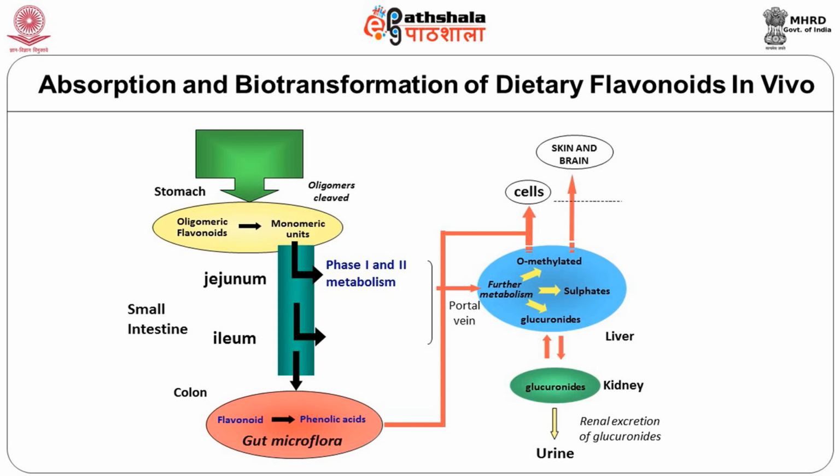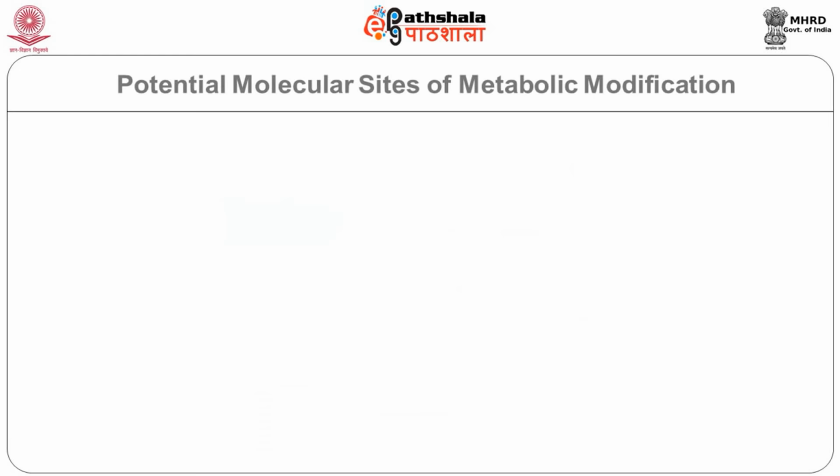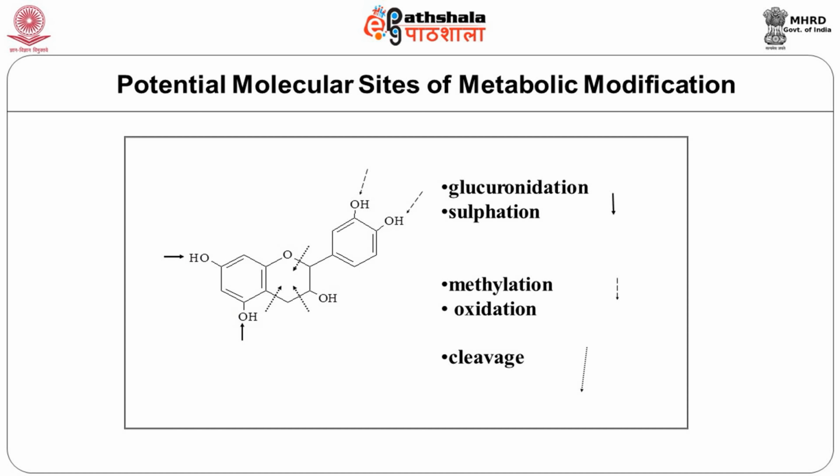Further metabolism takes place in the liver, and it will be processed through the kidney and excreted through renal excretion of glucuronides. In the liver, the metabolites formed are either O-methylated, sulfates or glucuronides, which will enter various cells, such as skin and brain, and be used. Glucuronides will be filtered through the nephron system and excreted in the urine. The potential molecular sites of metabolic modification are glucuronidation, sulfation, methylation, oxidation and cleavage. These are the major modifications that take place in the metabolism of polyphenols.